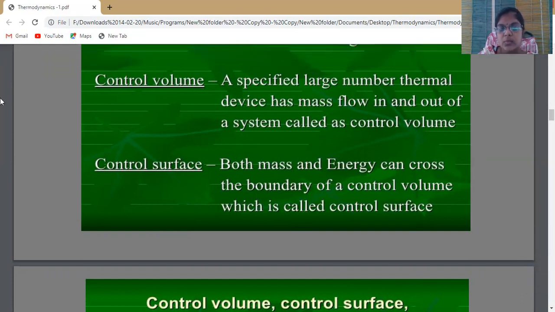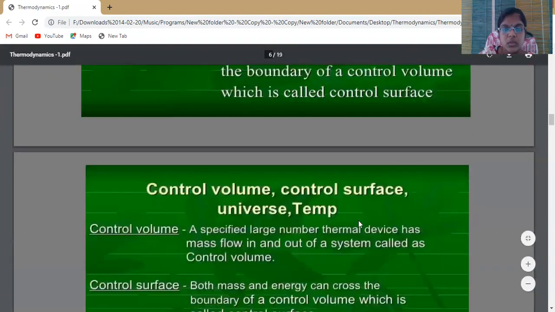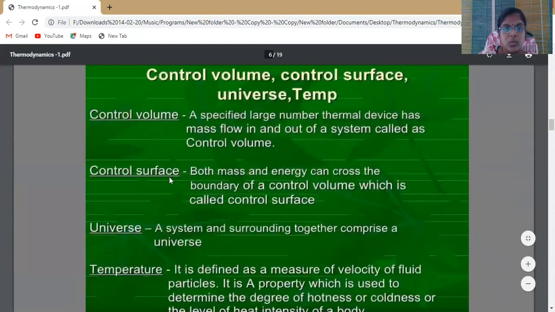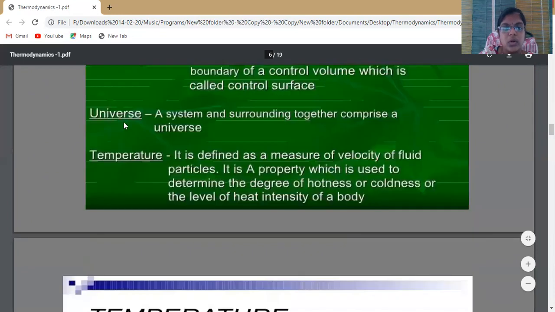For example, mass flow in, flow out, and along with the energy, like heat energy. So heat in and heat out. Both mass and energy can cross the boundary of a control volume, which is called a control surface. Okay, so control volume, control surface. What is universe? Already we discussed system and surroundings. So system plus surroundings together comprise a universe. A system and its surroundings together are called the universe.